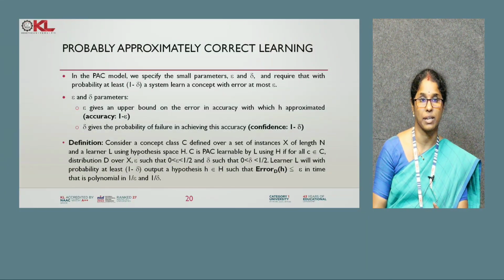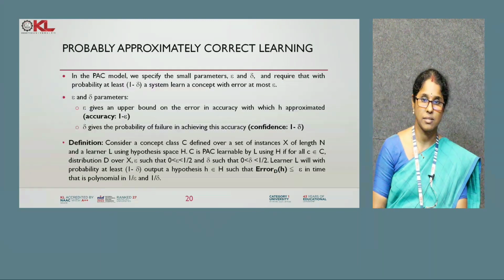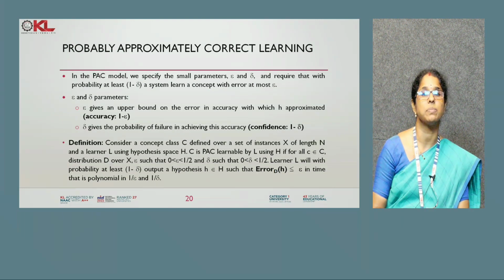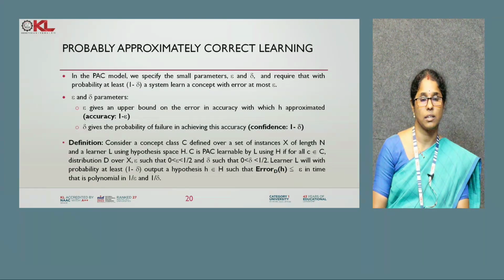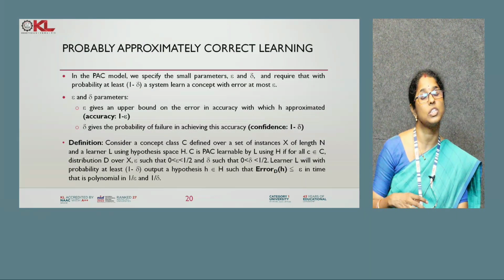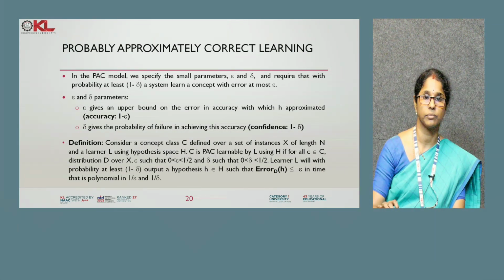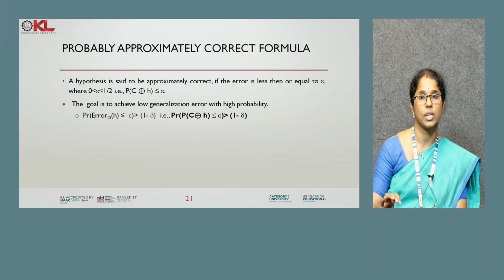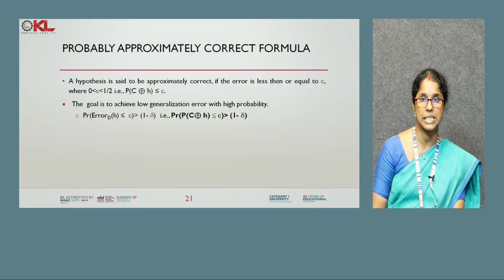So accuracy is 1 minus epsilon there, and delta gives you the probability of failure in achieving this accuracy. So it is 1 minus delta, that is the confidence. If you are checking the accuracy of a particular hypothesis, then it is 1 minus epsilon, that is for the concept that you are working with. If you are working with your entire distribution, the probability of failure in achieving high accuracy gives the confidence, that is 1 minus delta. So this is how you work with your probably approximately correct formula.